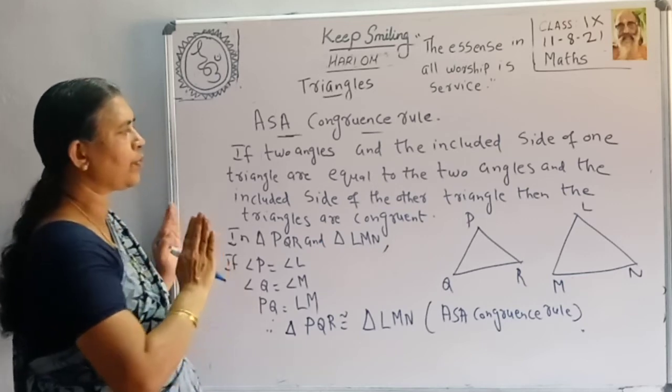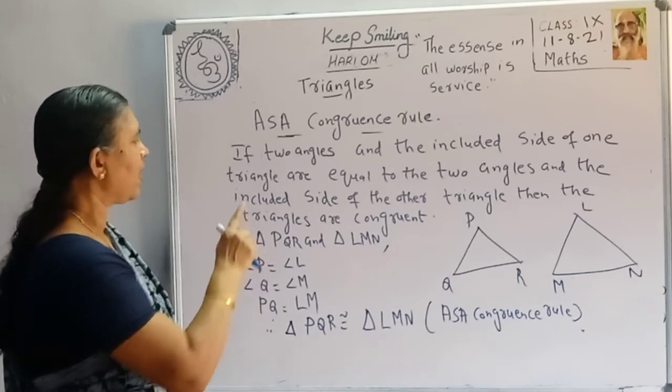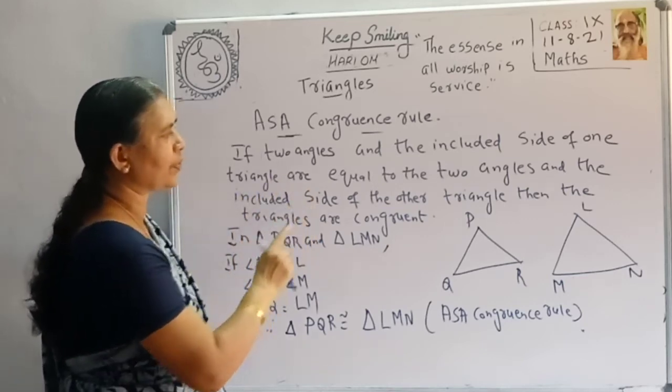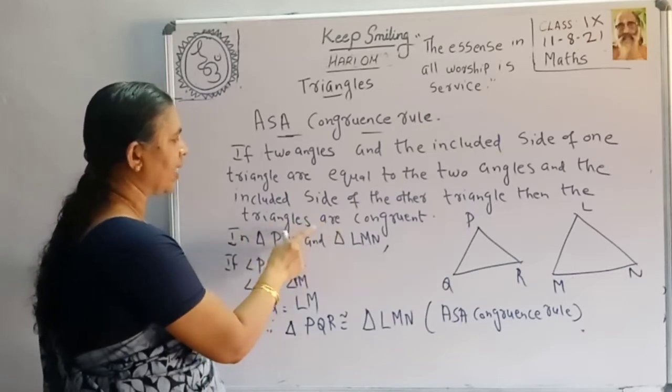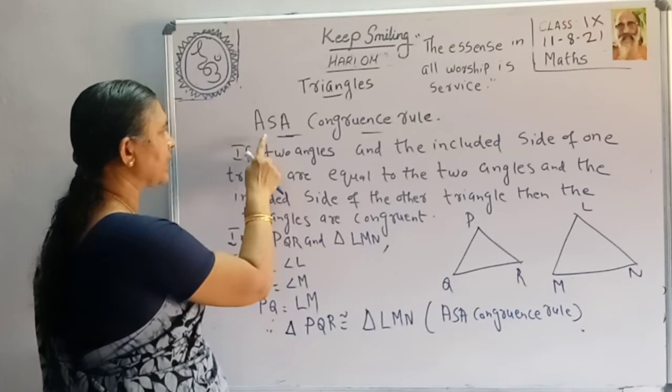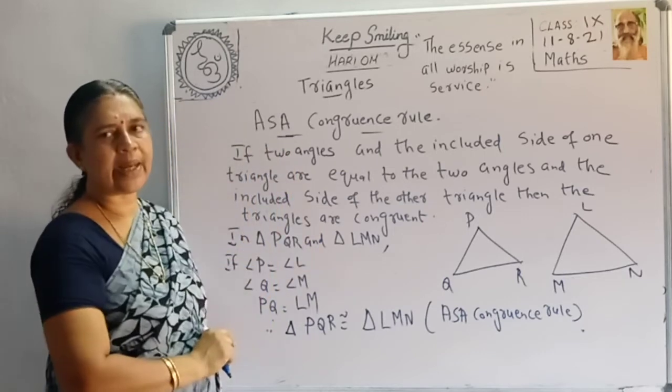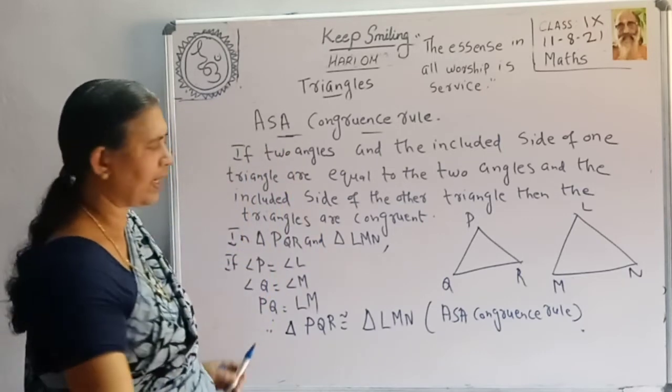That is, if two angles and the included side of one triangle are equal to the two angles and the included side of the other triangle, then the triangles are congruent. That is angle side angle congruence rule. ASA congruence rule. Okay.